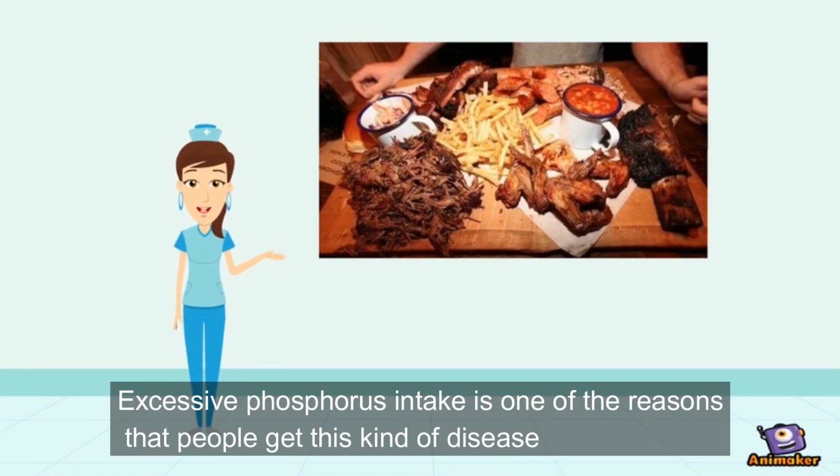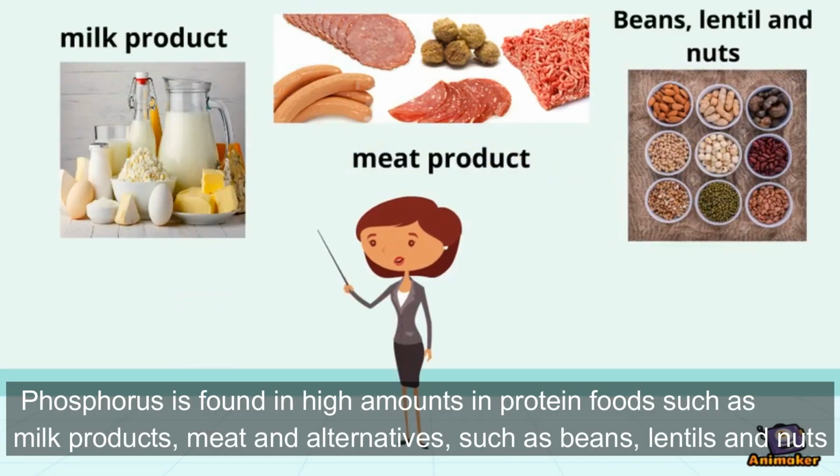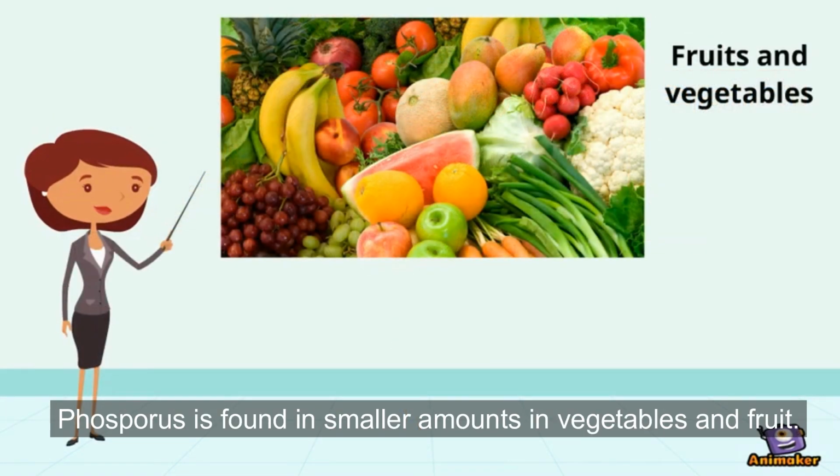This is one of the reasons that people get this kind of disease. Phosphorus is found in high amounts in protein foods, milk products, meat, and alternatives such as beans, lentils, and nuts. Phosphorus is found in smaller amounts in vegetables and fruits.